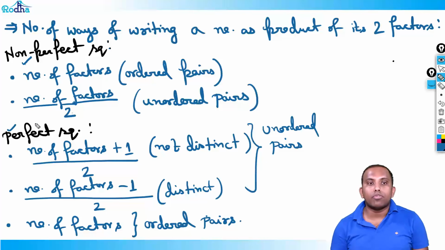In case of perfect squares, it is (number of factors plus 1) by 2 if the question is for not distinct, right? If the question has nothing mentioned like distinct or not distinct, then it is (number of factors plus 1) by 2, because if nothing is mentioned, then we'll take it as not distinct. And if distinct is mentioned, then (number of factors minus 1) by 2. Both are for unordered pairs, and in case of ordered pairs it is simply equal to the number of factors, right?